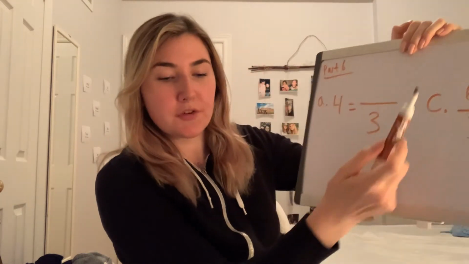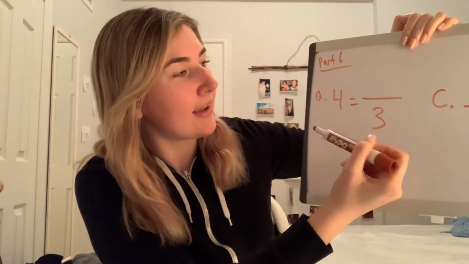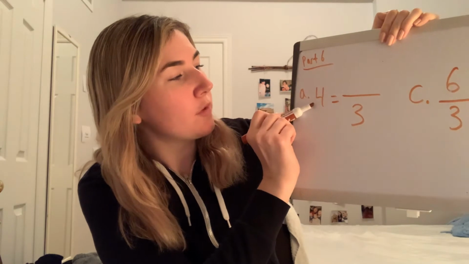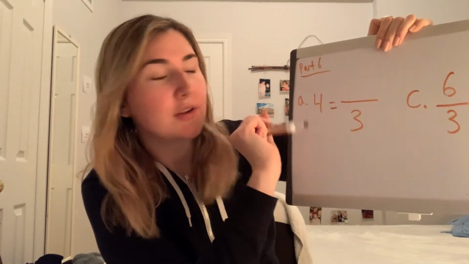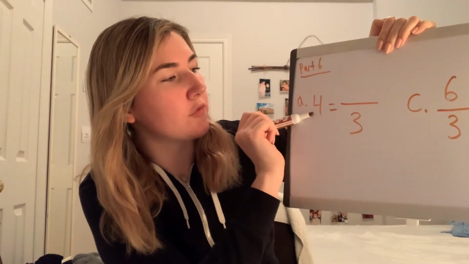So if we look at part 6, we have to complete each equation. Now there's two types of equations that we're solving, and I have them up here. So first one that we'll do together is A. So we have our whole number of 4, and we're looking for our top number over 3. So we're trying to find out what number over 3 will give us 4.